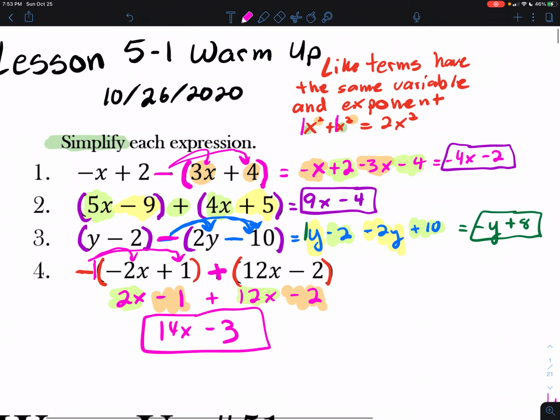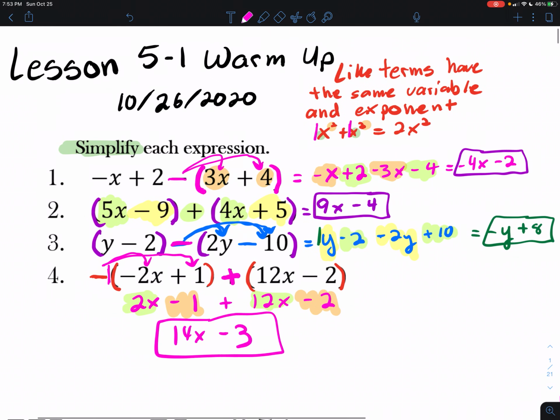And so you will be needing these skills in today's lesson, and hopefully the Khan Academy from last week helped too.